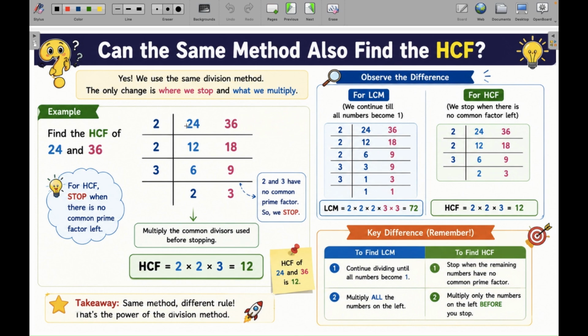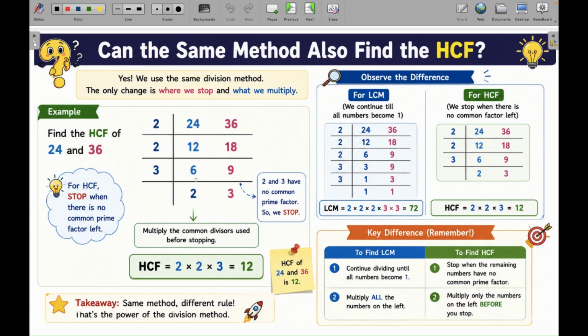For example, 2. Both 24 and 36 are divisible, so we write 2, right? And then 2 12s are 24, 2 18s are 36. Again, both these numbers are divisible by 2, so we'll write 2 here. So 2 6s are 12 and 2 9s are 18. Now you'll see that 6 is divisible by 2, but 9 is not divisible by 2. So we'll not write or not divide by 2 here. Why? Because when we are finding HCF, it means that both the numbers must have that factor, right? However, 2 is a factor of 6 but not 9, so we'll not write it.